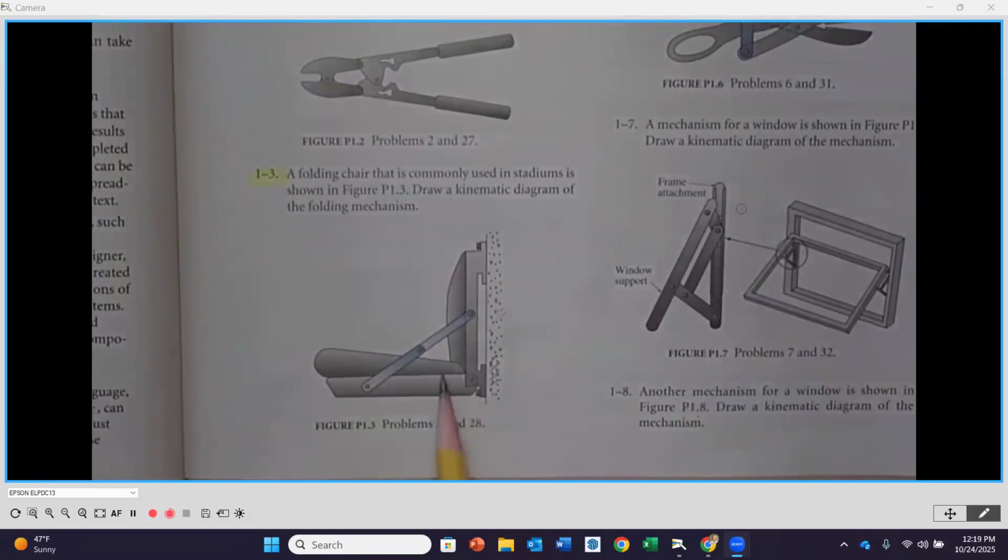And then you're going to have the seat itself out here, and then each one of the links are going to be attached with pins relative to one another. So as we look at this one, does anybody have any questions about how to get started on this one?